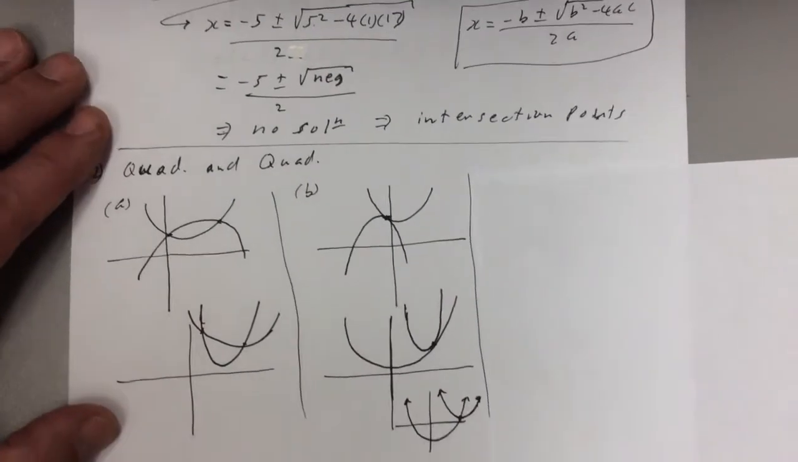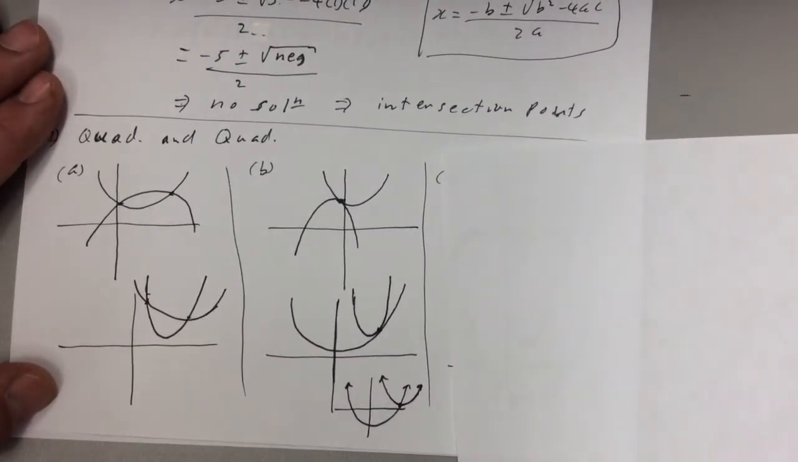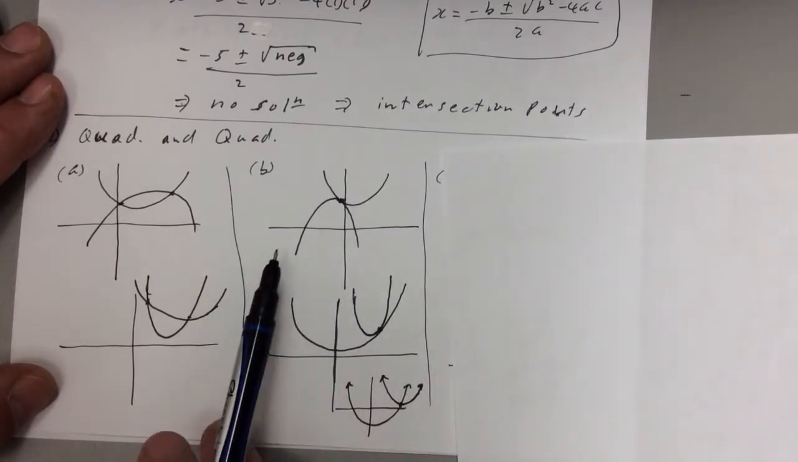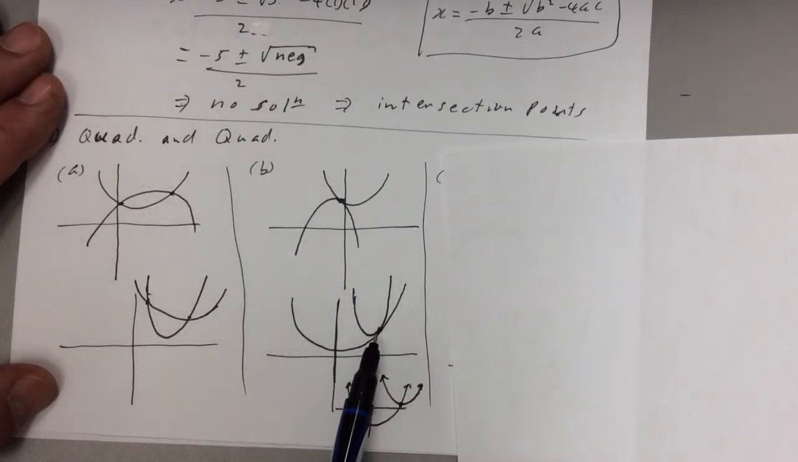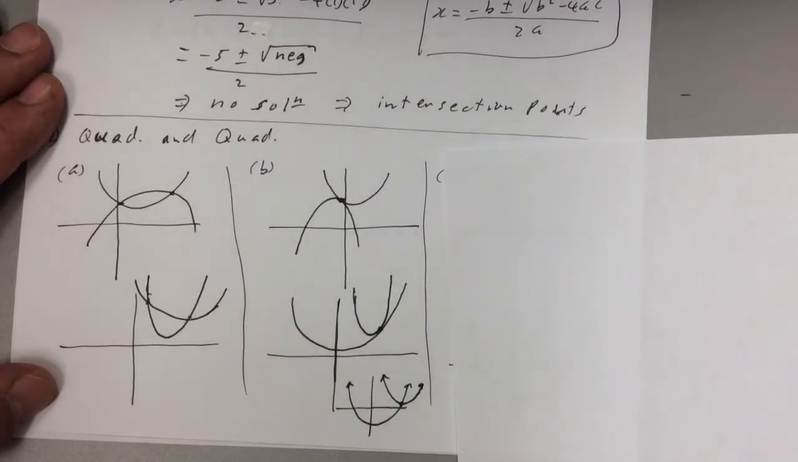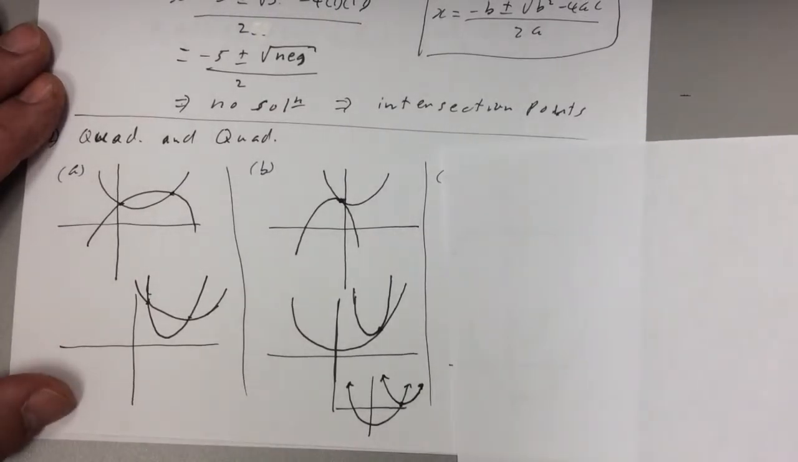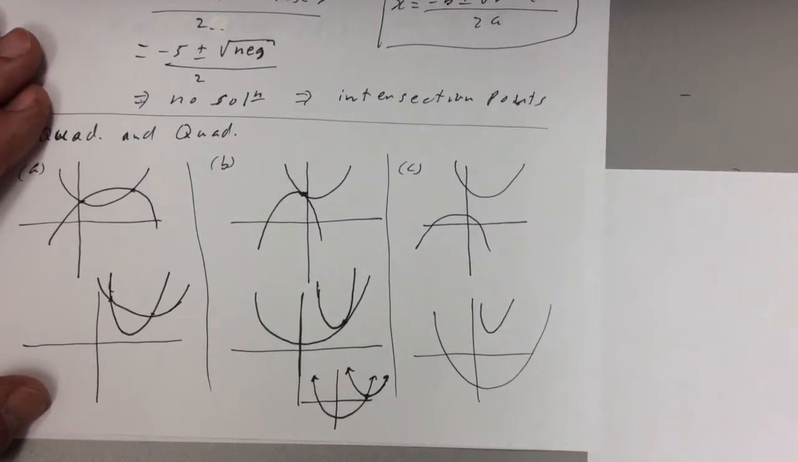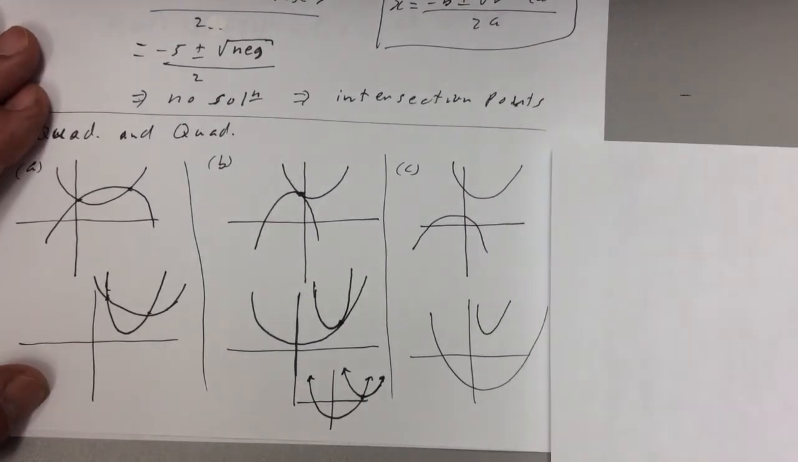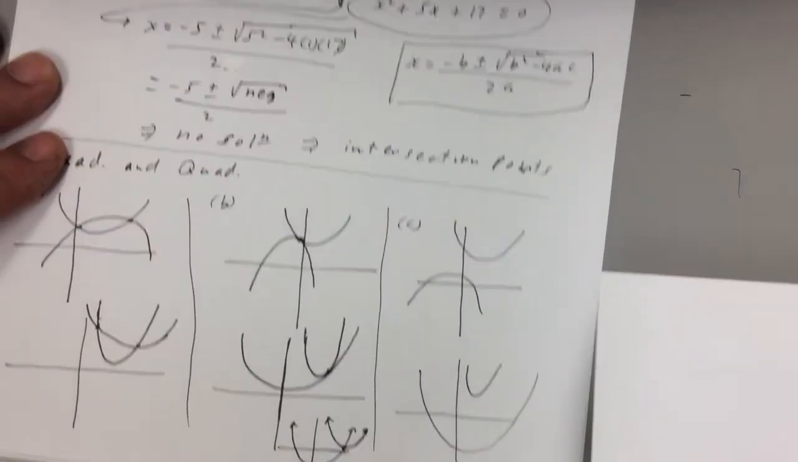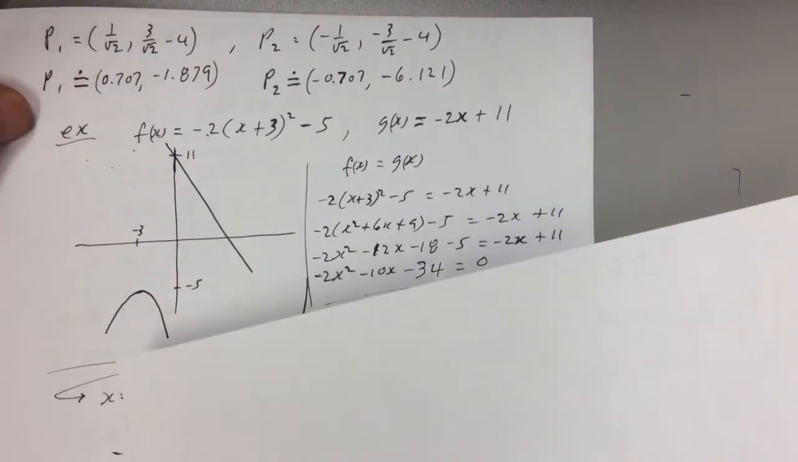Okay. So that's for two solutions. For one solution, here's some possibilities. So they just touch like that, opening opposite directions. This one, one's inside the other and touches the other one. Or this one, it cuts through at one spot. Okay, so those are some possibilities for one solution. And then for no solutions, well, this is some diagrams for no solutions.